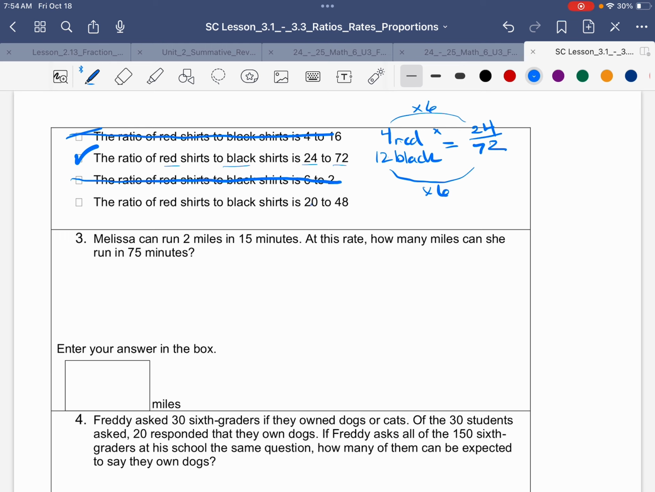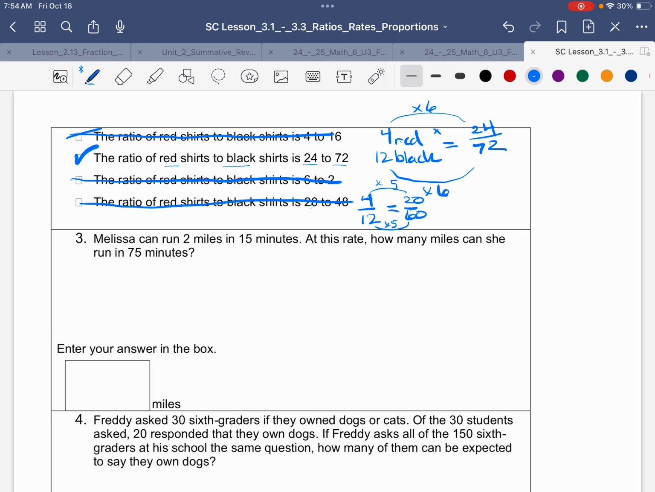We know this one is wrong because 4 to 12, if we were trying to get this to 20, we would have to do times 5. And if we did this times 5, that would give us 60. So it's 20 to 60, not 20 to 48.